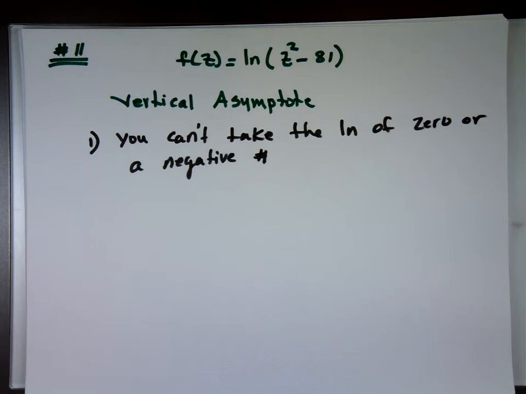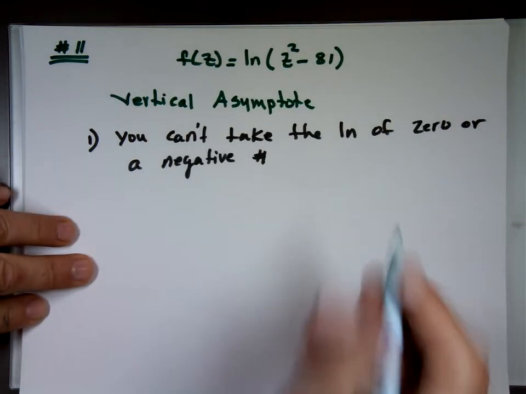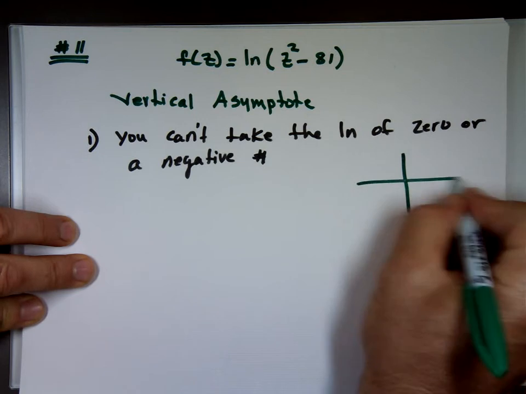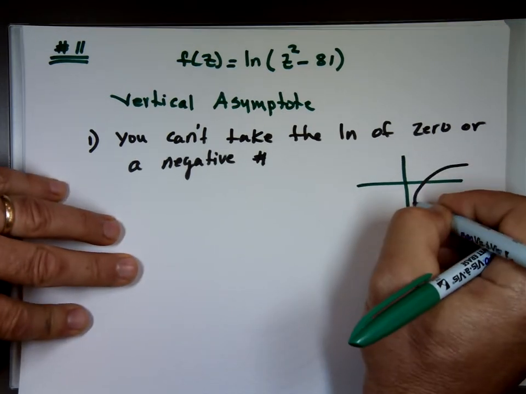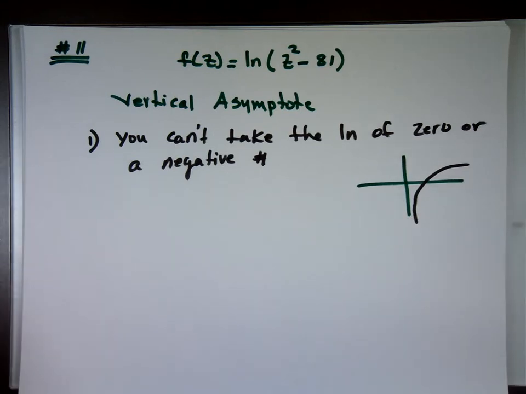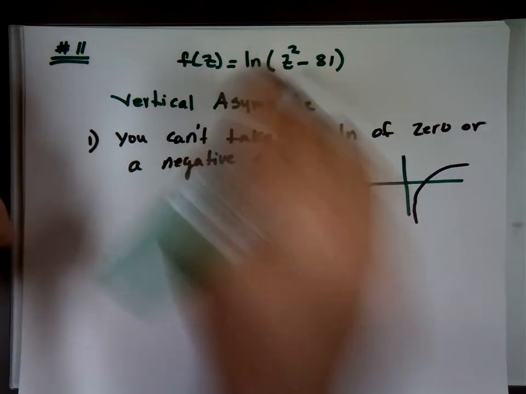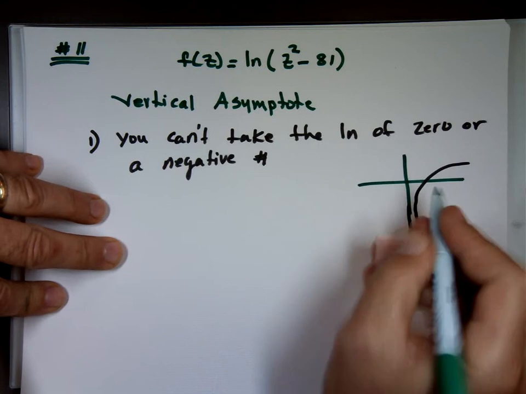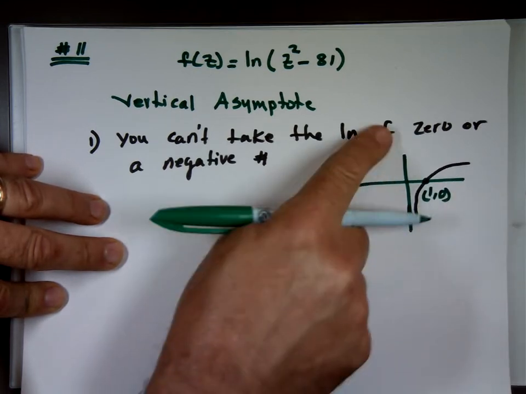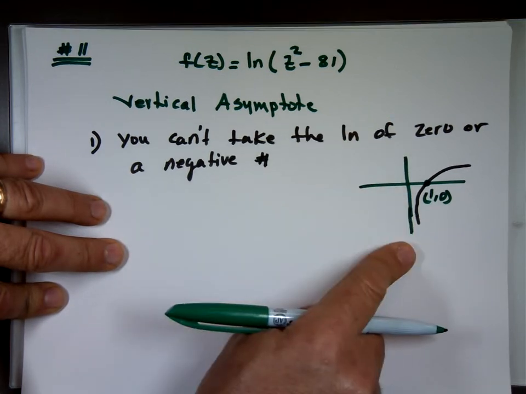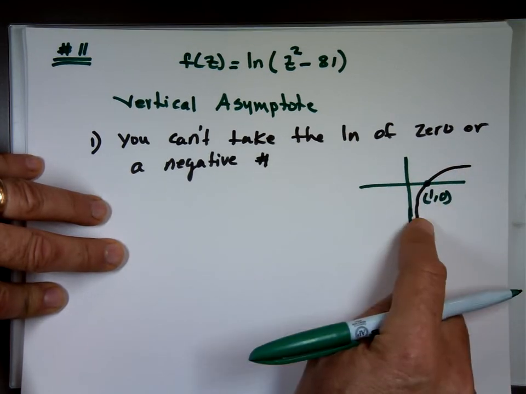And if we looked at the graph of the log from before, the graph looked like this. Remember that? The log function? I'm not looking at the graph of this, just going back to the log when we covered it. That was 1 comma 0. So you can see there's a vertical asymptote, that's this line, which is at x approaches the 0 from the right side.